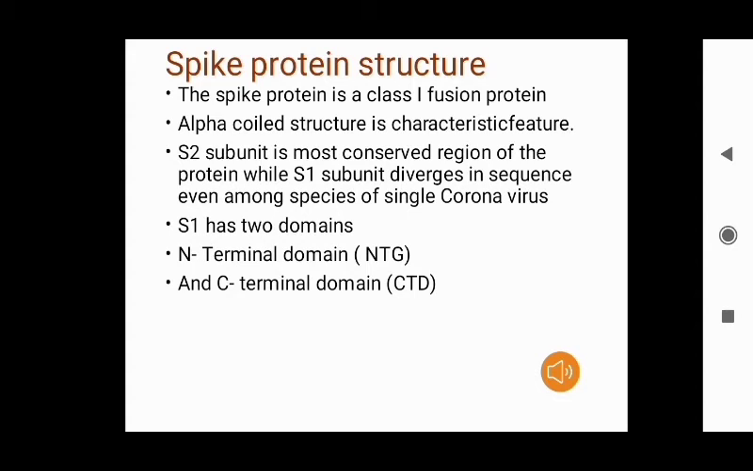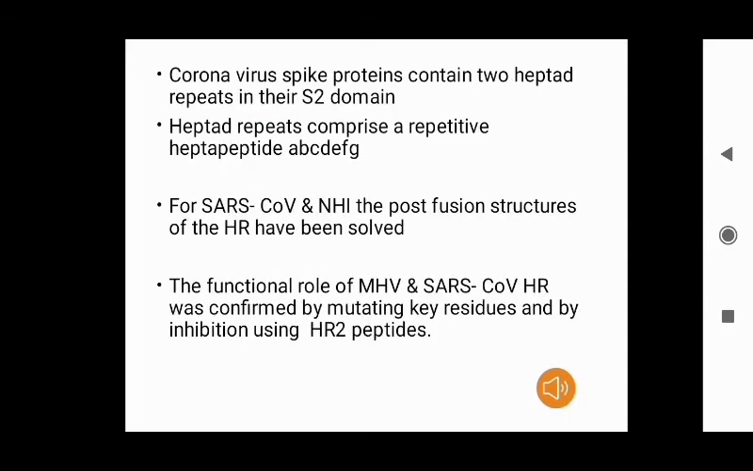The S1 contains two subdomains. First one, N-terminal domain, short form NTD, and a C-terminal domain, short form CTD. Both are able to function as receptor binding domains, RBDs, and bind a variety of proteins and sugars. This coronavirus spike proteins contain two heptad repeats in their S2 domain. This is a typical feature of a class 1 viral fusion protein.